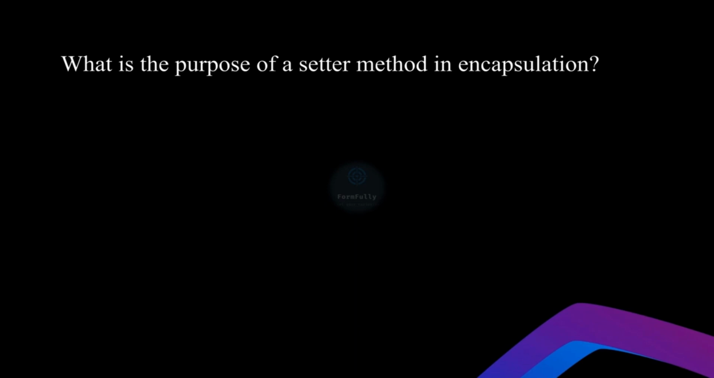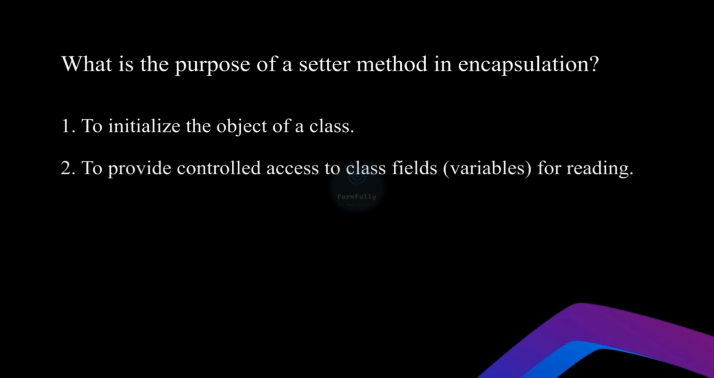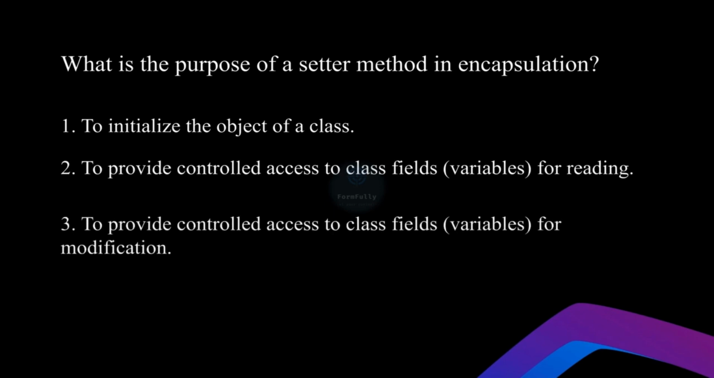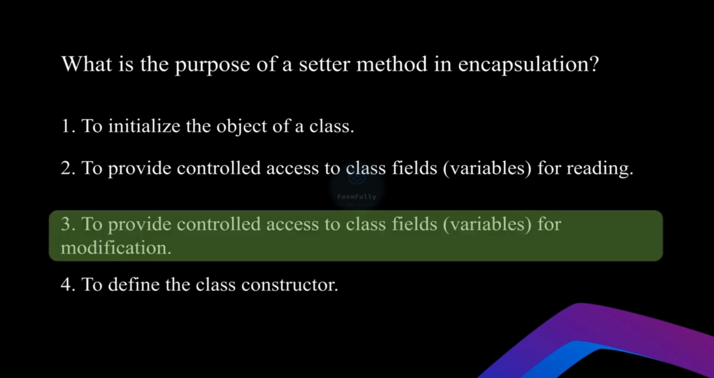What is the purpose of setter method in encapsulation? Options are to initialize the object of a class, to provide control access to class fields, that is variable for reading, to provide control access to class field for modification, to define the class constructor. A setter method in encapsulation is used to provide control access to class fields for modification. It allows you to set or change the values of private fields.